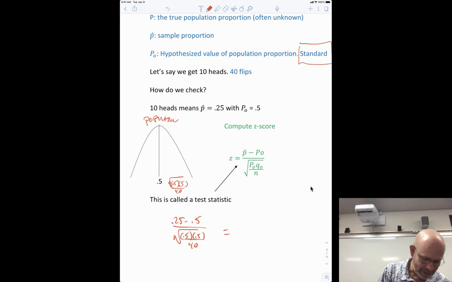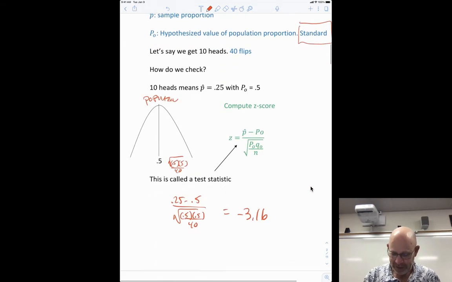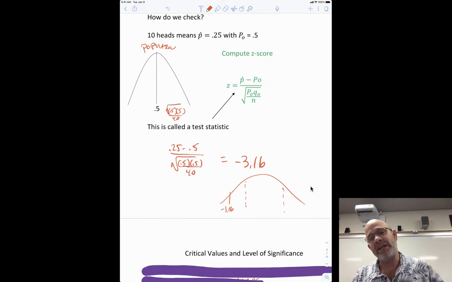Give me a second here. It's going to be negative, right? Negative 0.25 divided by the square root of 0.5 times 0.5 divided by 40, negative 3.16. Remember, we knew it was going to be way out here, right? It's 25%. So basically what we've learned is we're way out here at negative 3.16, too far away, past my reasonably likely cutoff. So notice I don't have to find the value of the reasonably likely cutoff. I could, and then I could just see if 25% is to the left of it, but it's a lot easier to just find that z-score and then go from there, okay?